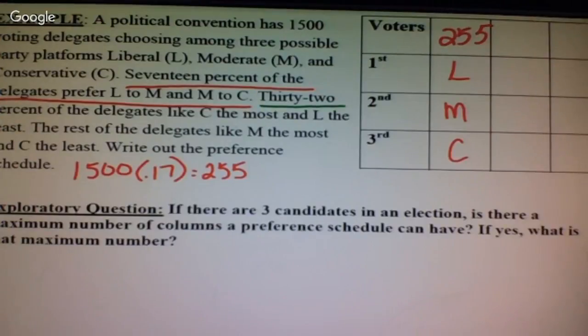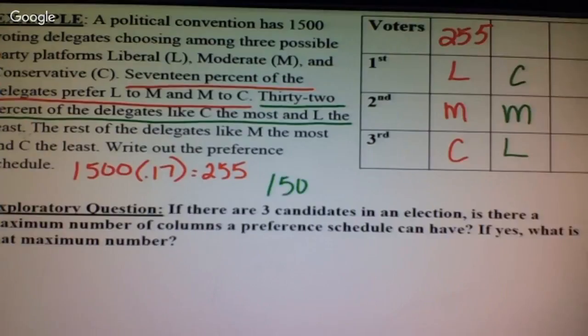We take the second line, 32% of the delegates like C the most and L the least. So what does that column look like? C the most and L the least. CML. C comes first, L comes last, which means M has to fit into the middle. So now I need to find 32%. That goes up in the top here. It's 480. So 480 people voted that way.